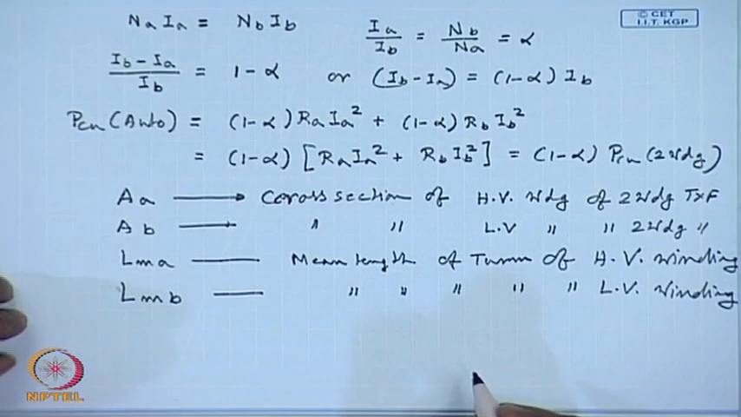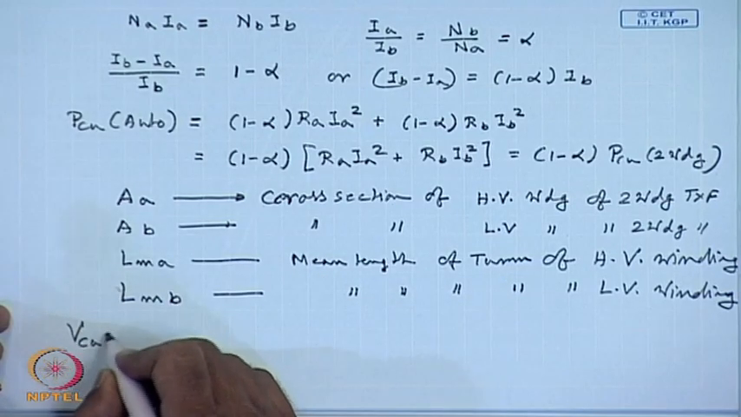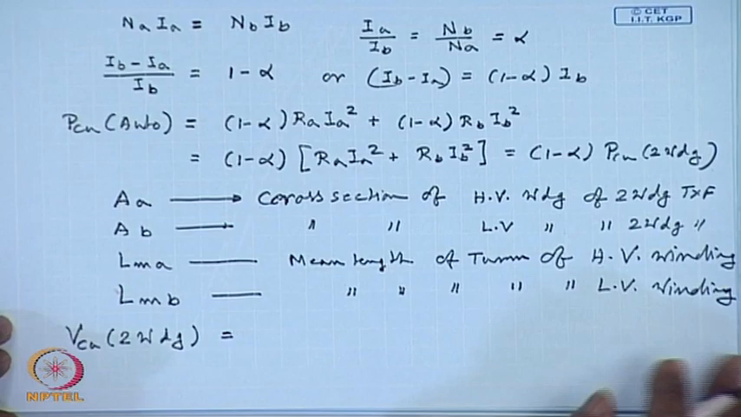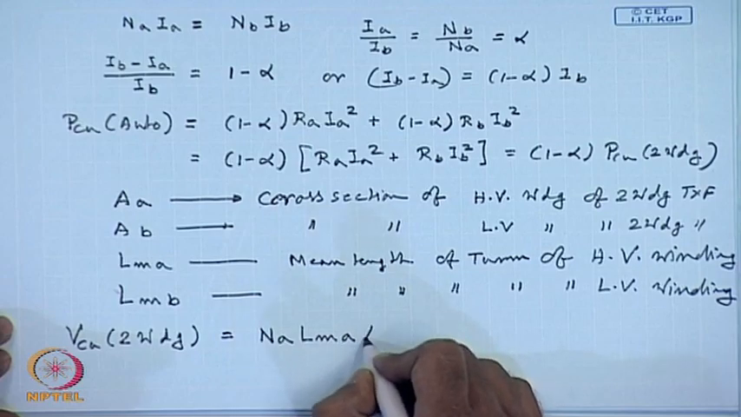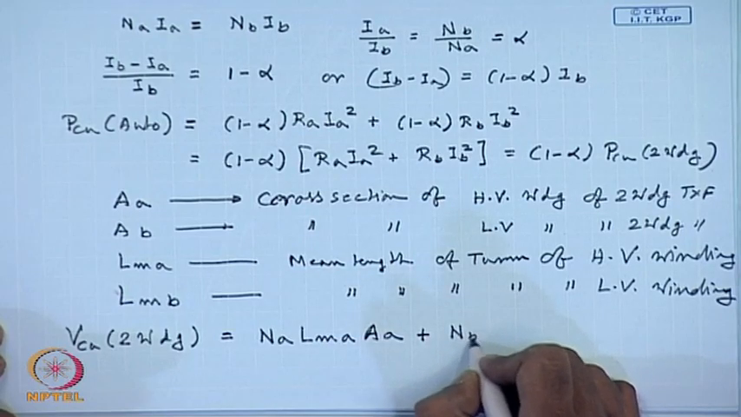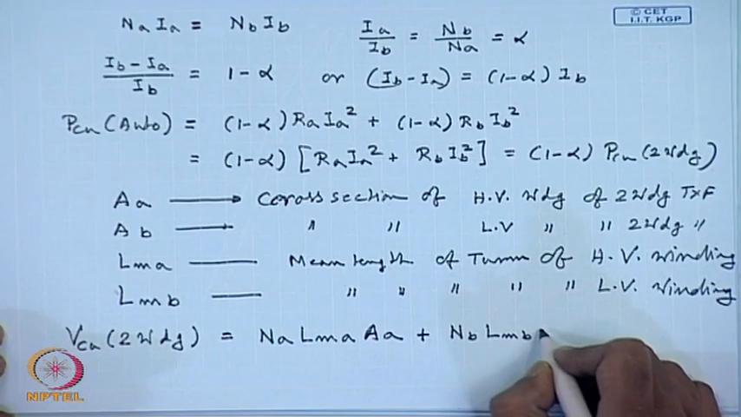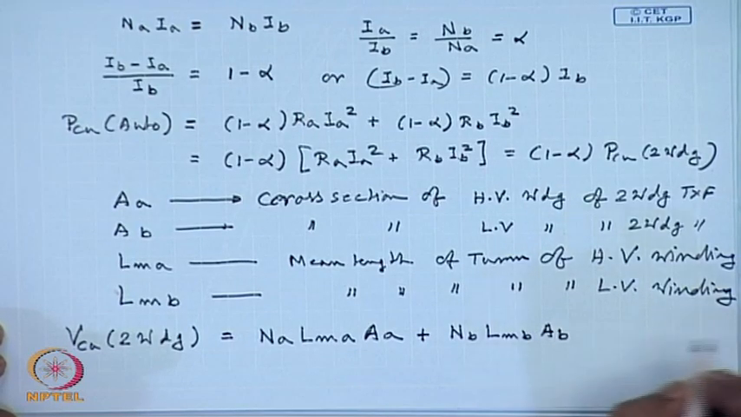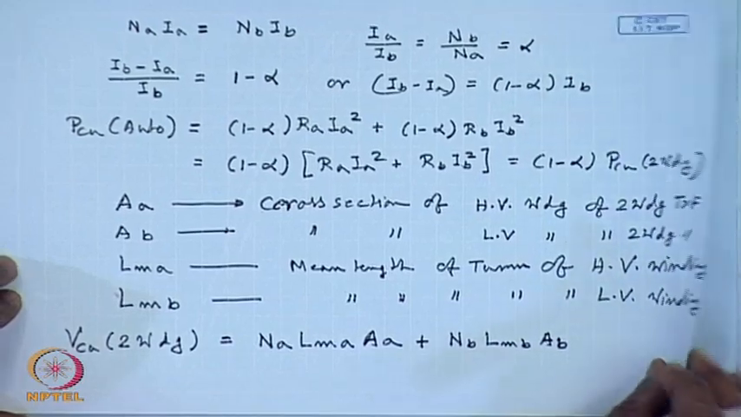Then the total copper used in the two winding transformer, V C U two winding, equal to copper used in the HV winding, which is N A into L M A into A A, plus copper used in the LV winding, which is N B L M B A B. So, this is the volume of the copper used in the two winding transformer.